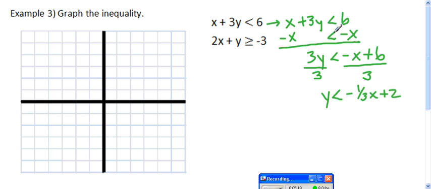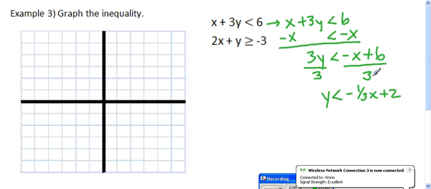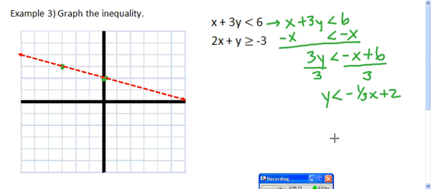First equation in slope-intercept form, we subtract x from both sides, giving us 3y is less than negative x plus 6. Divide both sides by 3, giving us y is less than negative 1/3 x plus 2. Here's what it looks like using slope-intercept form of graphing.